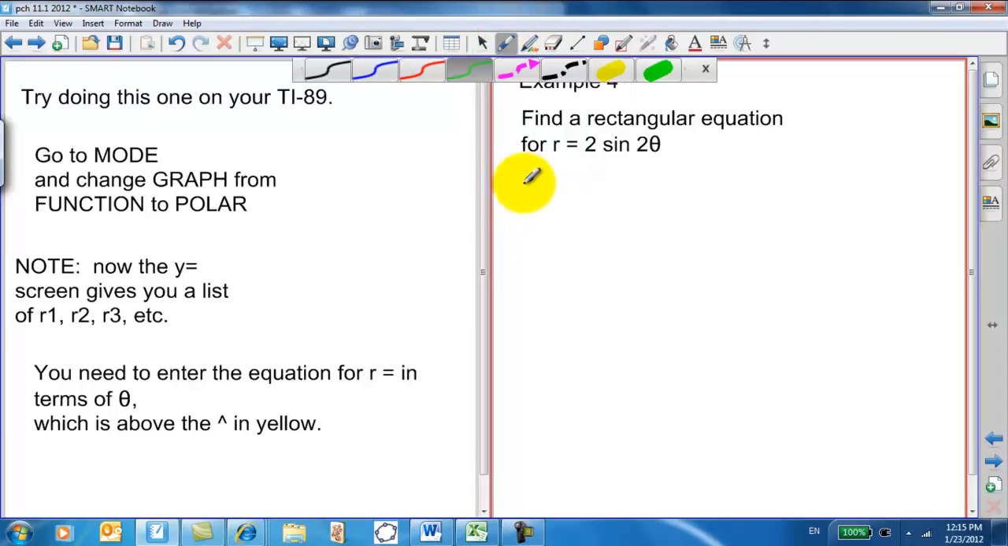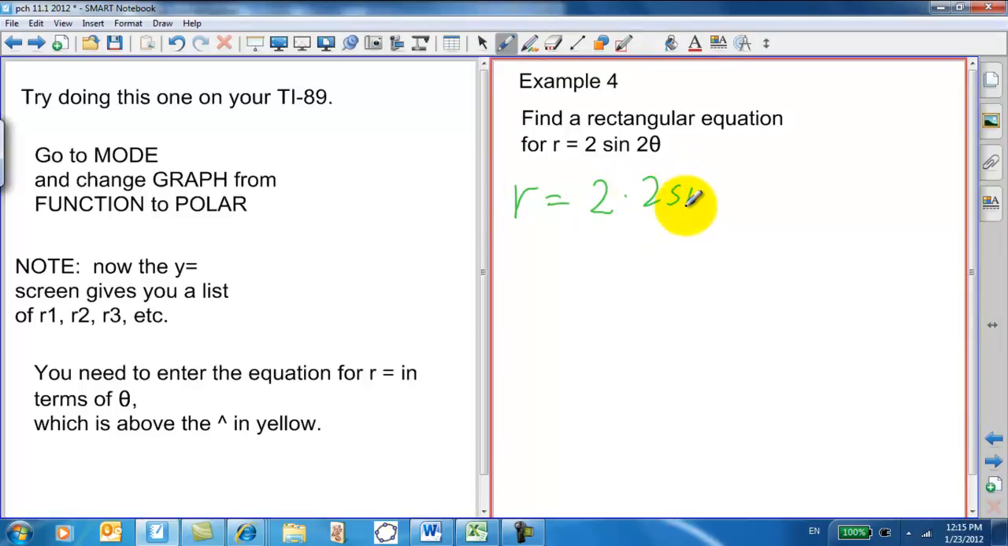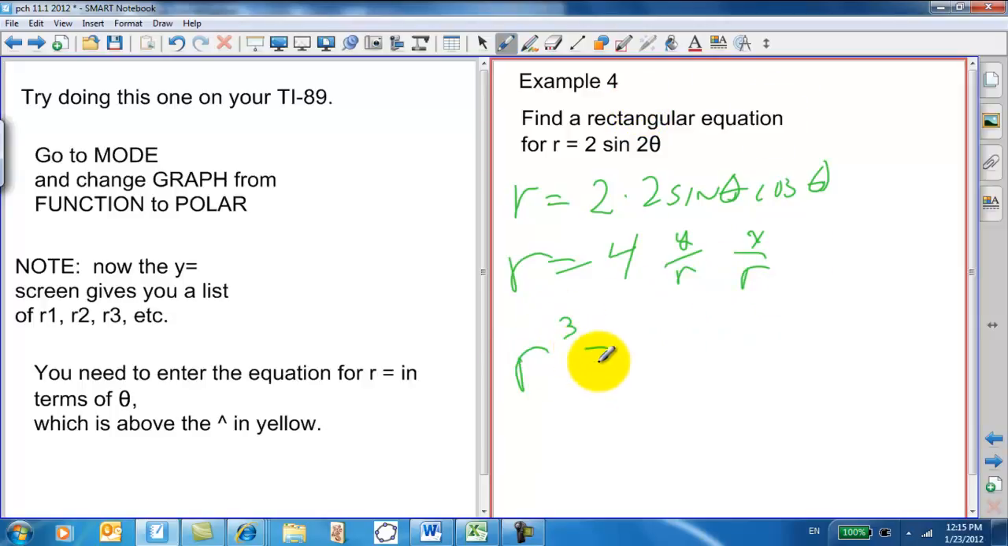Here's why. I look at this as r equals 2, and then sine 2 theta is 2 sine theta cosine theta. So I got r equals 4 times the sine of theta, which is y over r, times the cosine theta, which is x over r. See, so now we got the x and y's that we need from rectangular coordinates. And now I can multiply both sides by r squared, so I get r cubed equals 4xy. And now just put in the square root of x squared plus y squared for r. And there you go.